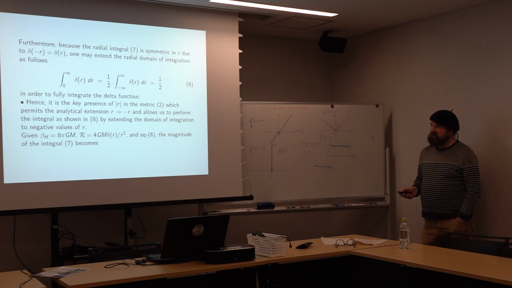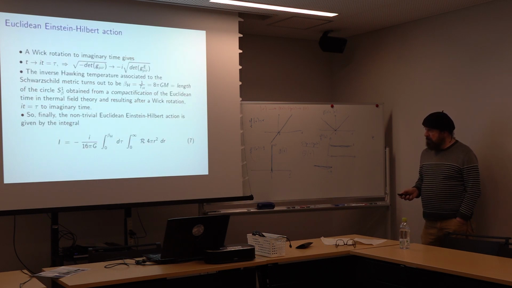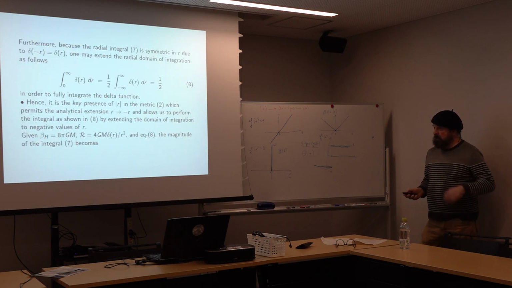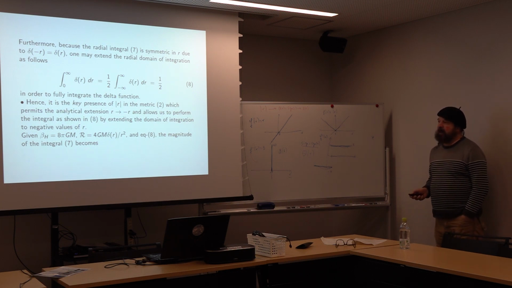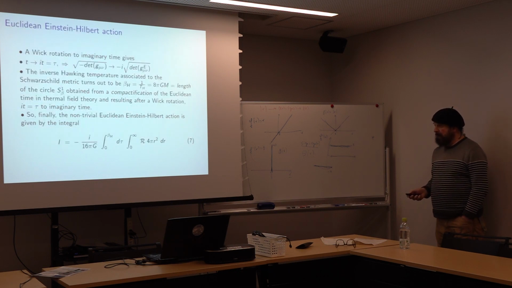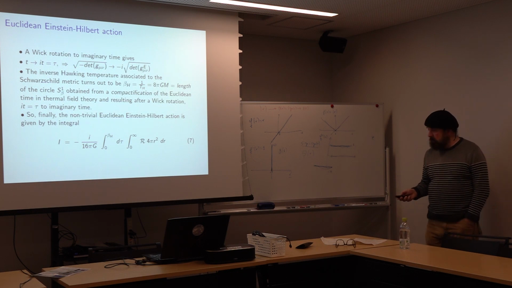Notice that it's the key presence of the magnitude in my metric which allows an analytical continuation. Remember, I can perform an analytic continuation of this integral because I was using the absolute value of r in my metric solution. Given the expression of the inverse Hawking temperature, given the expression for my curvature, and this integration over here, I know what the curvature is, and I can do this integral. So after you evaluate this integral, what do you get?